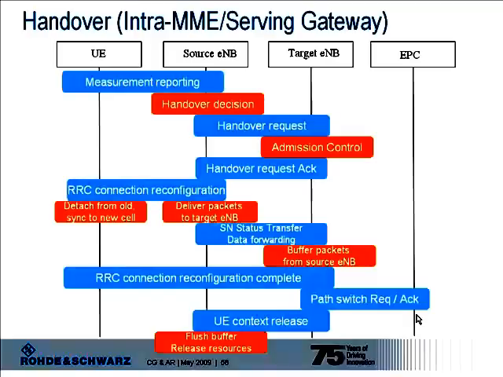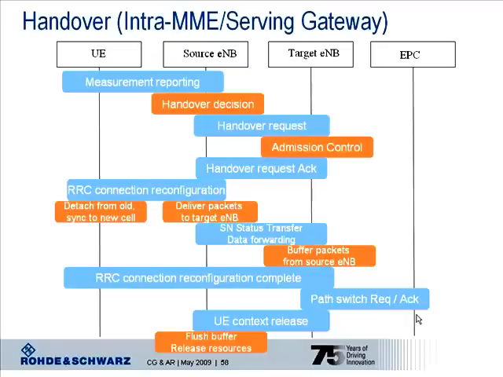And the paths between the evolved packet core and the base stations can be switched so that the data path now goes to the new base station and all the new packets are delivered to the new target base station. So all the contexts the UE had in the source base station can now be released, all buffers can be flushed, and all the resources can be released there.